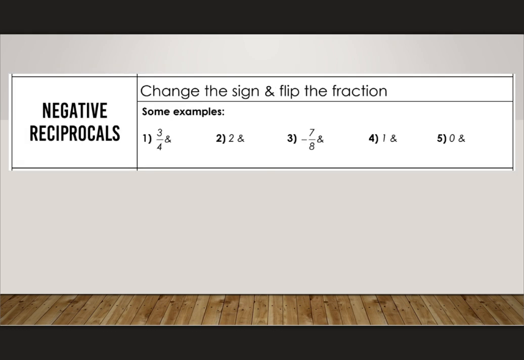So what does it mean to be a negative reciprocal? That means to change the sign and flip the fraction. So instead of 3/4, we're going to have 4/3, and it's going to be the opposite sign, so we're going to make it negative. When you have a whole number like that, remember the whole number is understood to be over 1. So when we flip it, it's going to turn into 1/2, and we're going to change the sign. 7/8 is going to turn into 8/7. And since it started negative, when we flip the sign, it's just going to be positive.